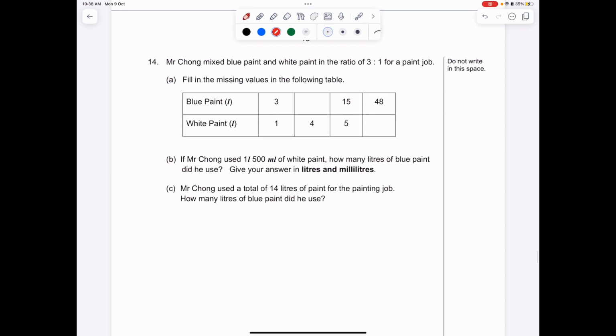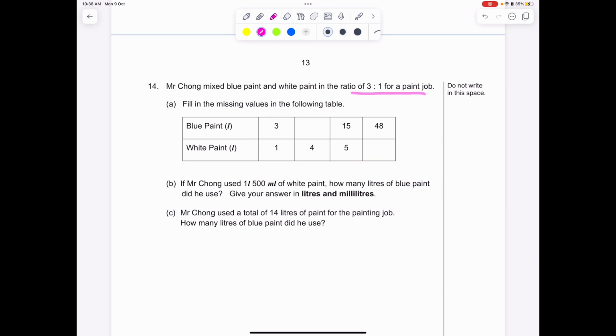Okay, Mr. Chong mixed white and blue paint in a ratio of 3:1 for a paint job. Fill in the missing values in the following table. Okay, so remember this. I always tell you to label. So this is actually blue and this is white. So if my blue paint is 3, my white paint is 1. So how do I get 4? I have to multiply by 4. So what is 3 times 4? Answer 16.